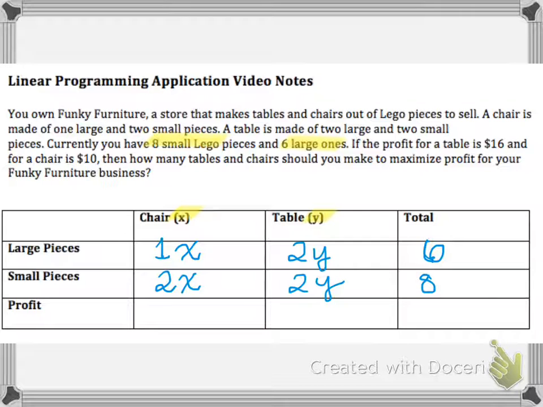Finally, I'm going to fill in the profit. So it says that I should make a profit of $16 for every table. So that means I do 16 times the total number of tables. And $10 for a chair. So that means I should do 10 times the total number of chairs. Now that I've organized this information, it's going to be a lot easier to write the constraints.